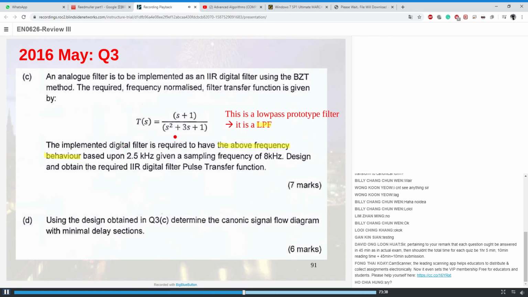But our digital filter is required to have the above frequency behavior, meaning low pass filter, based upon 2.5 kilohertz. Based on this, I want to base on the 2.5 kilohertz instead of the 1 radian per second cutoff frequency. But bear in mind, this is a digital filter, so with the sampling frequency given as 8 kilohertz. So you have to remember the steps first.